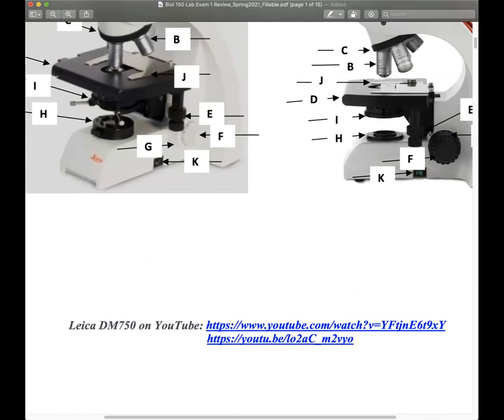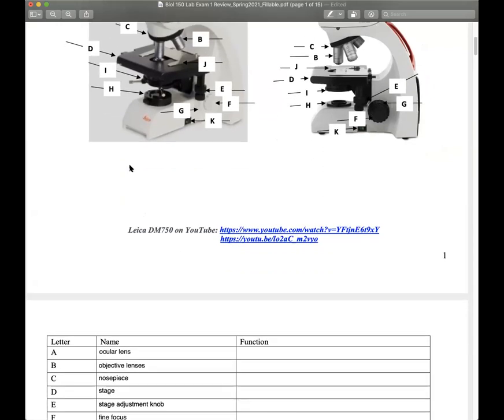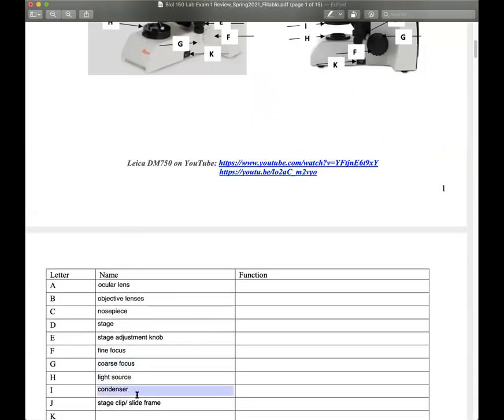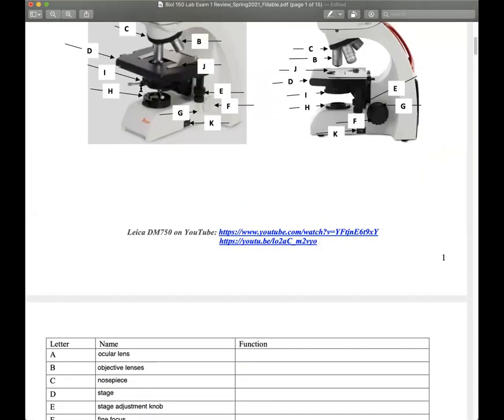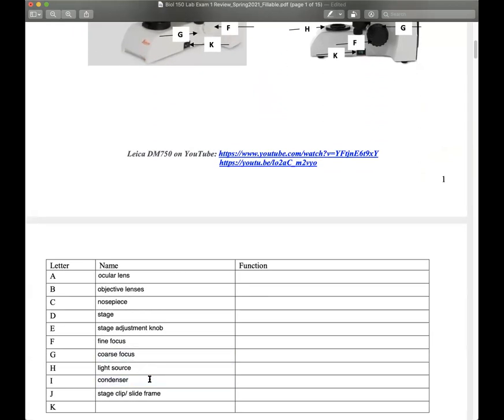When I was doing this review, I identified H as the condenser and then I as the iris diaphragm. But then in the official answer key, it said that H was the light source and I was the condenser. So that is a discrepancy that I think we need to rectify amongst the Biology 150 teaching faculty. So I guess I would identify this as the condenser. Some faculty are saying it's the iris diaphragm.